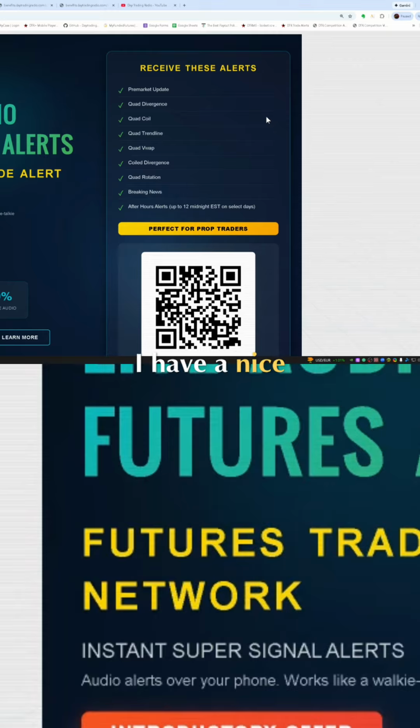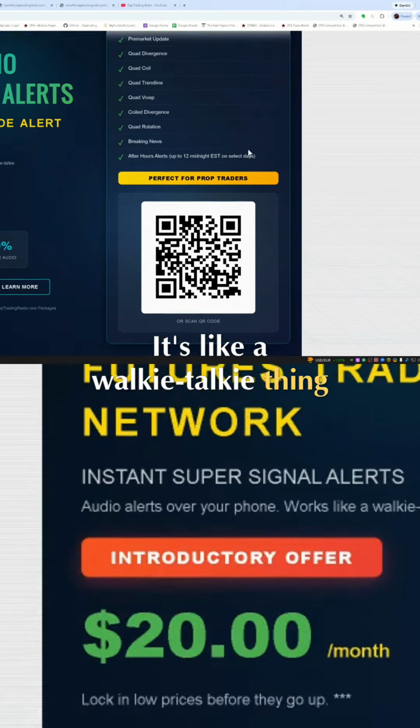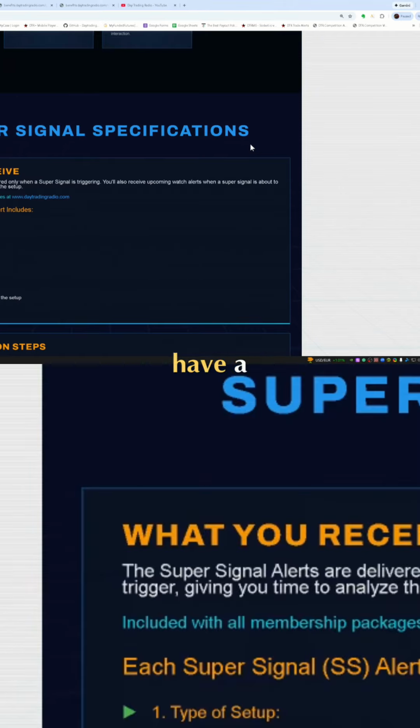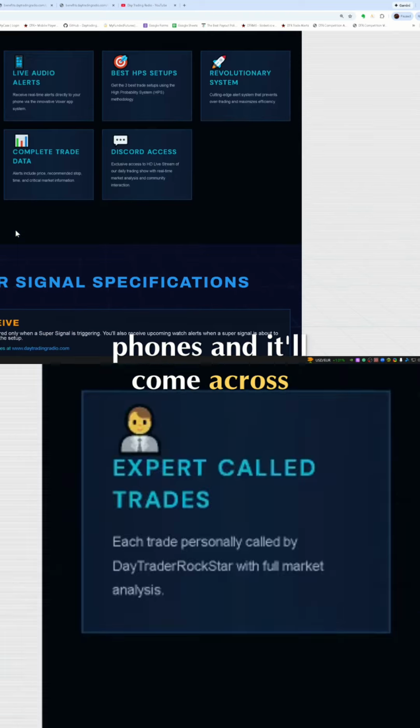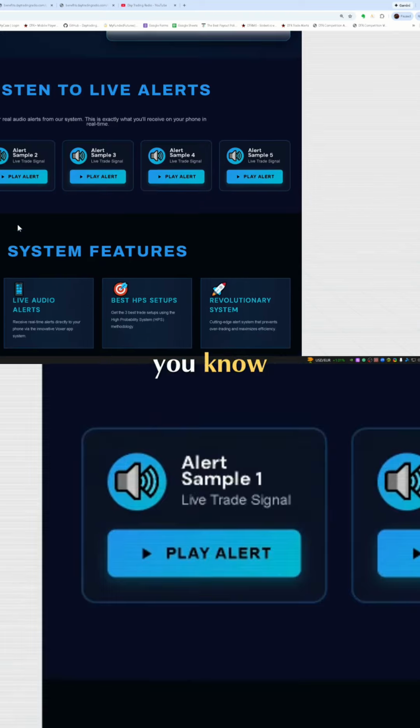I have a nice little system set up using the Voxer network, like a walkie-talkie thing. So when we have a setup and I have a signal, be it a quad divergence, what we just talked about, or quad coil, or quad VWAP, or a 2020 flag, I'll get on my walkie-talkie and it'll go out to all your phones and it'll come across.